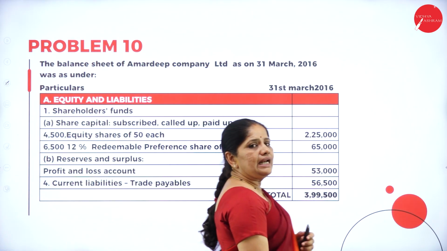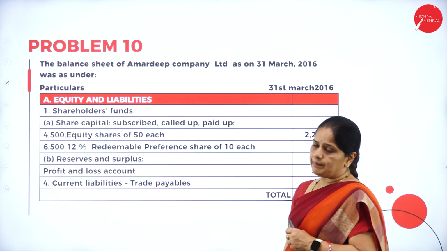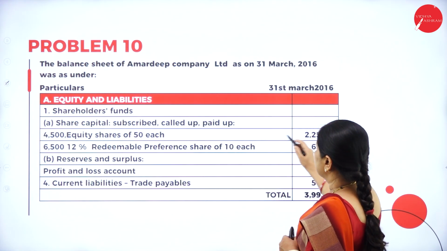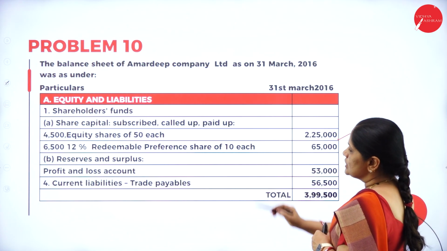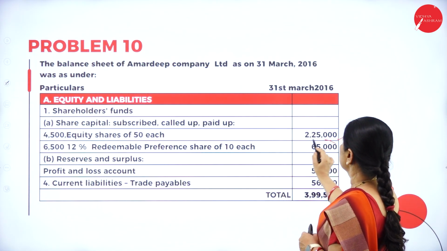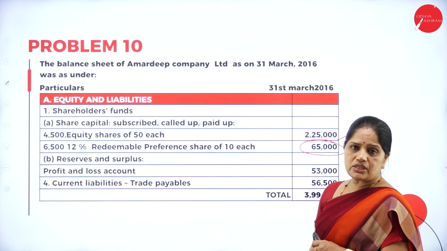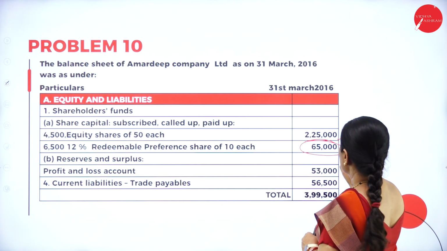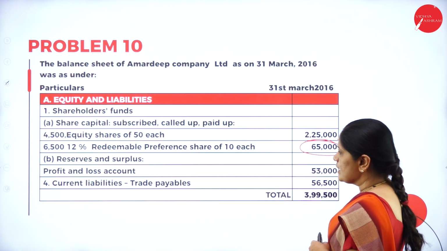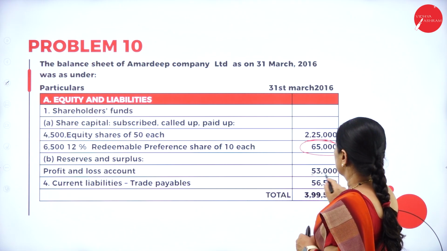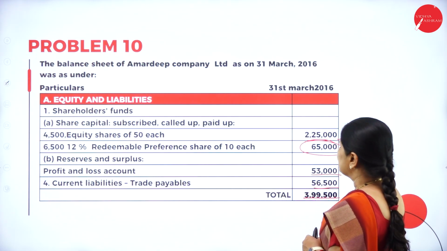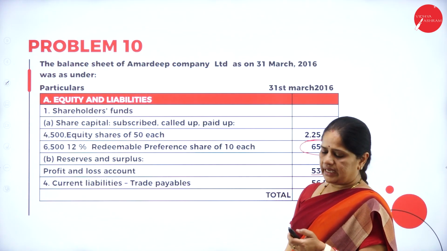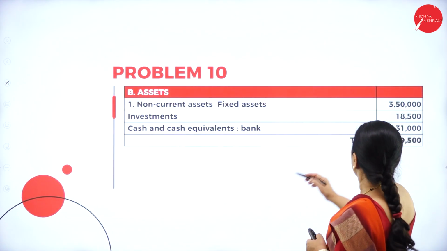In problem 10, let us see what is the preference share capital here. So the share capital is 4,500 equity shares of rupees 50 each, 6,500 12% redeemable preference shares of 65,000. So this amount is important for us. Then we have the profit and loss account at 53,000. Trade payables 56,000, totally 3,99,500. So the next we have the assets.